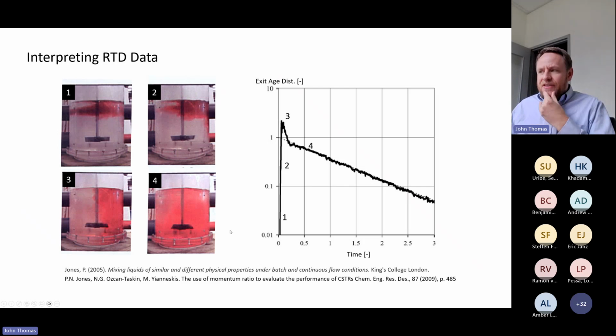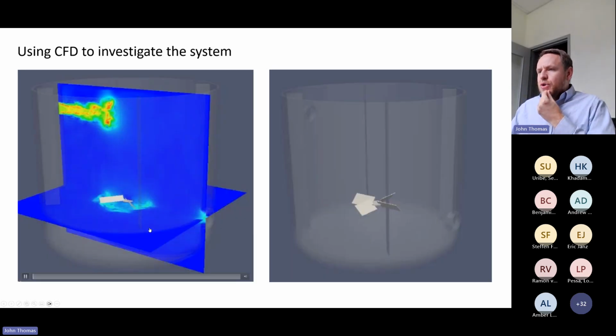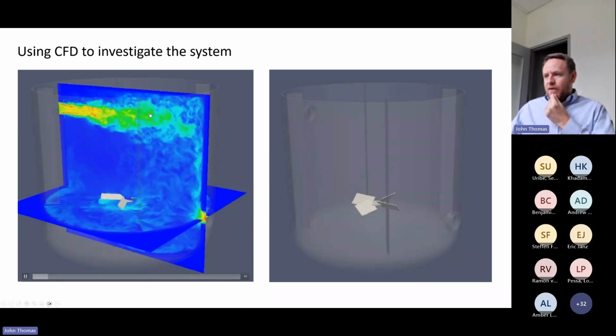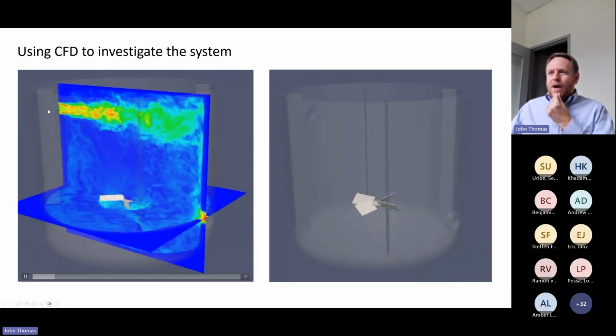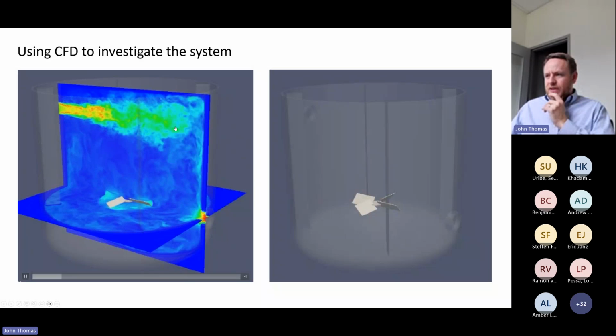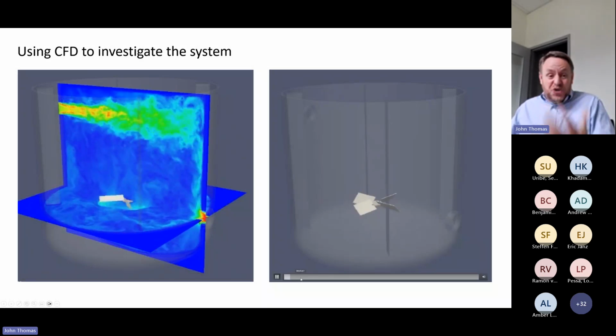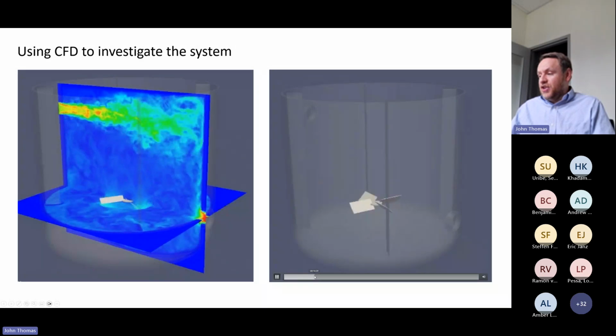CFD allows us to see inside the tank and understand what might be driving this. Here's a simulation of that same system, watching just the fluid flow and how it evolves. We can see the flow patterns that are driving some of these physics in terms of the jetting as well as the bypassing. And we can actually do RTD in simulation as well.